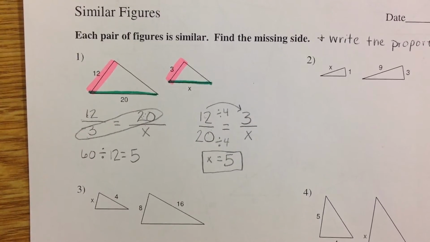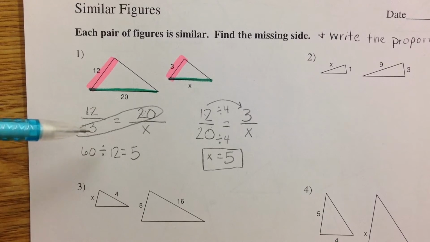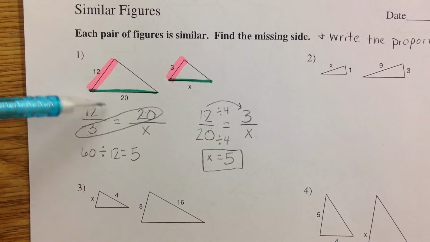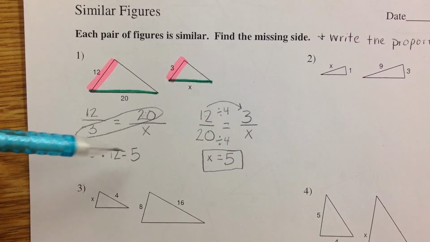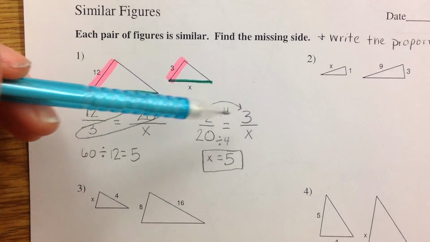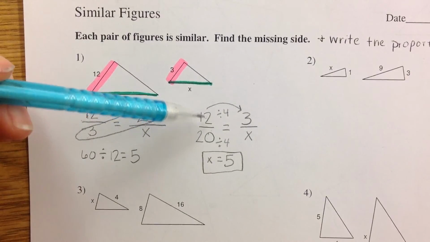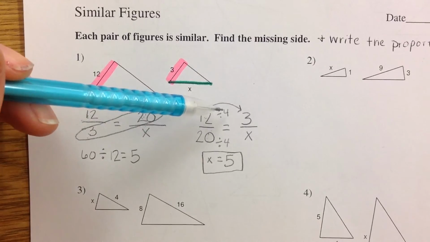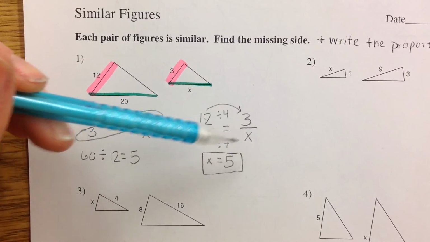Following that, there are two ways you can solve this. You can use the cross products method, where you say 3 times 20, which is 60, and then divide by the only number left over, so 60 divided by 12 is 5. Or what a lot of people do is they say, how can I go from 12 to 3? If you see a relationship, 12 divided by 4 is 3, so 20 divided by 4 is 5.